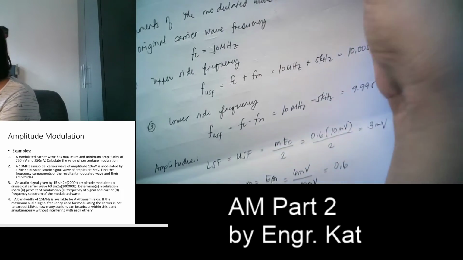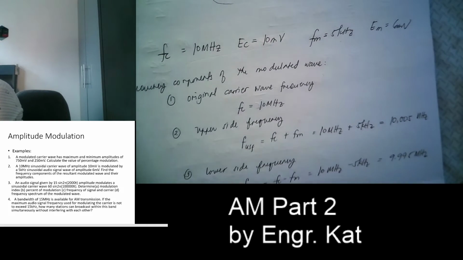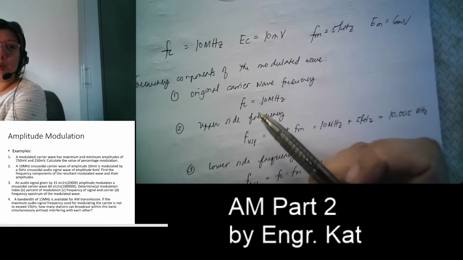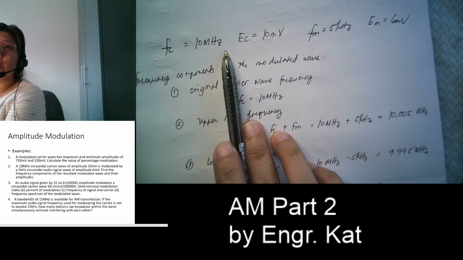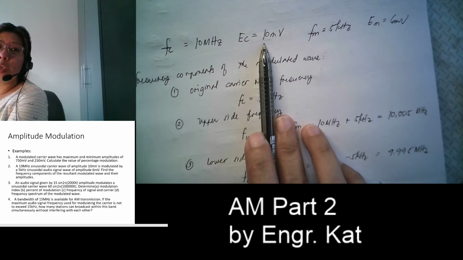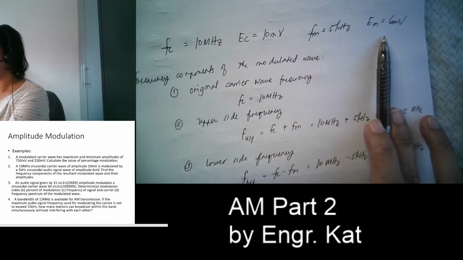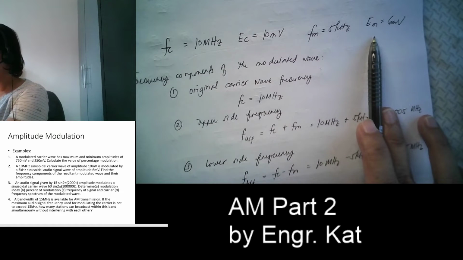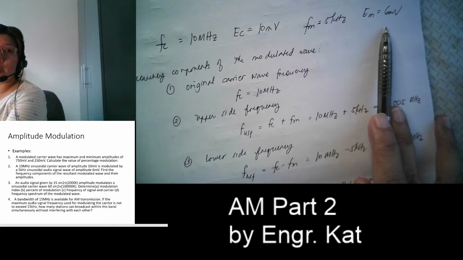In this case, class, let us write the given. The given are as follows. We have your FC, that is 10 megahertz, your carrier frequency. We have your carrier amplitude, that is 10 millivolts. You have your modulating frequency, this is 5 kilohertz, and our peak modulating voltage is equivalent to 6 millivolts.